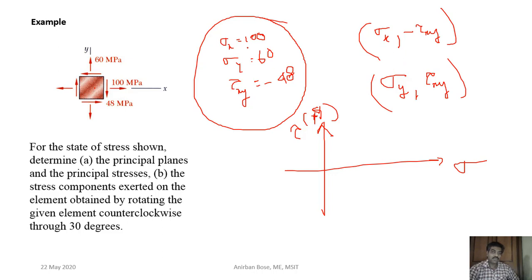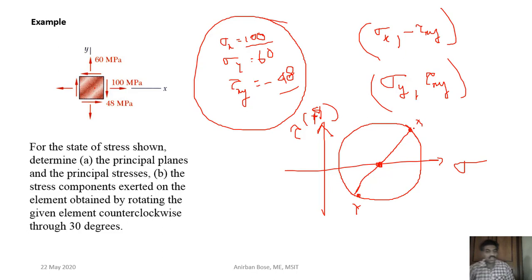So first you plot 100 comma plus 48, because tau xy is already minus 48, so minus of minus 48 becomes plus 48. And sigma y comma tau xy is 60 comma minus 48, so plot 60 comma minus 48, something here. This is basically x and this corresponds to y. Now you join these two, you will get the center and you know the radius, so you can draw the Mohr circle. So in this way we can now find the principal stress.